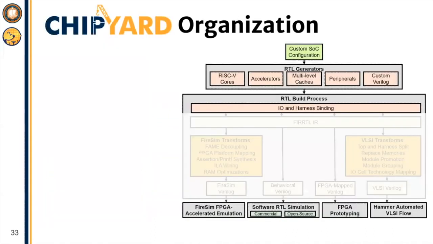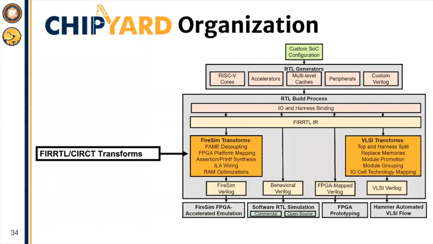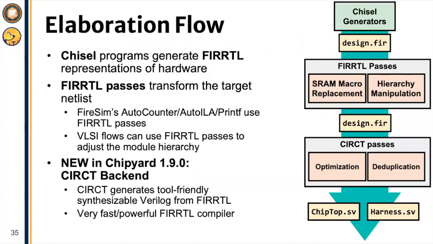Right, and so we call this step I/O and harness binding in the Chipyard flow, essentially. All right, the final flow or step that connects these two worlds is going through FIRRTL and circuit transforms. This is basically where we get to actual elaboration of RTL in the Chipyard world. So the elaboration flow that Chipyard uses is, we have this library of Chisel generators. As this program runs, it's going to emit a FIRRTL representation of the SoC you're trying to build.